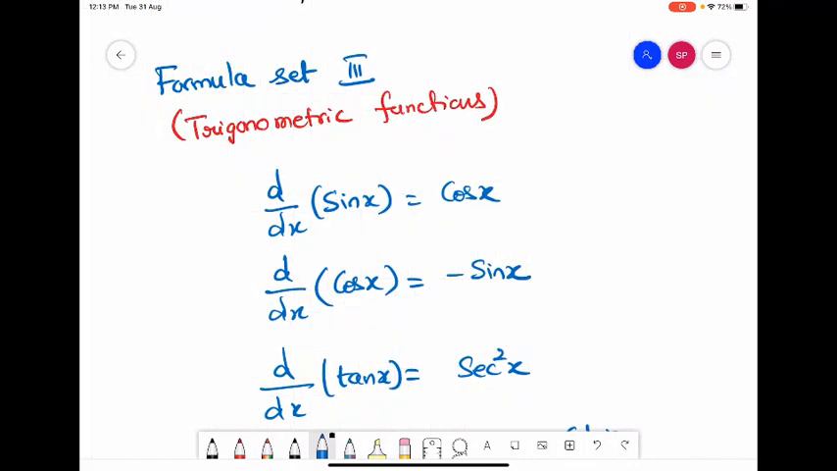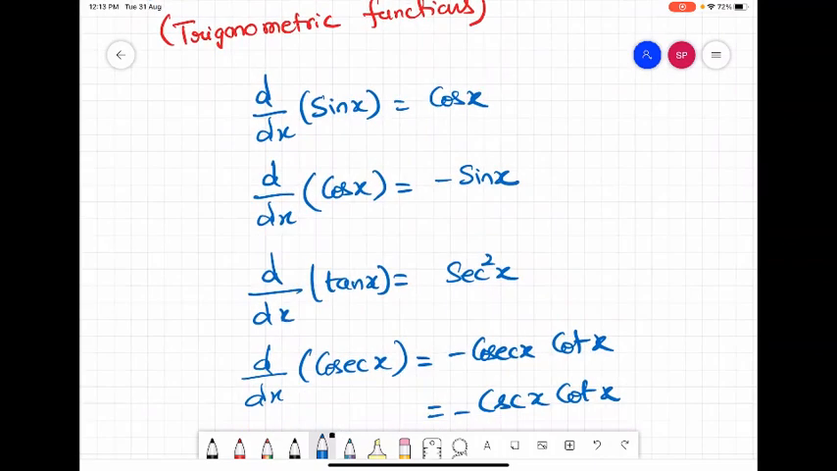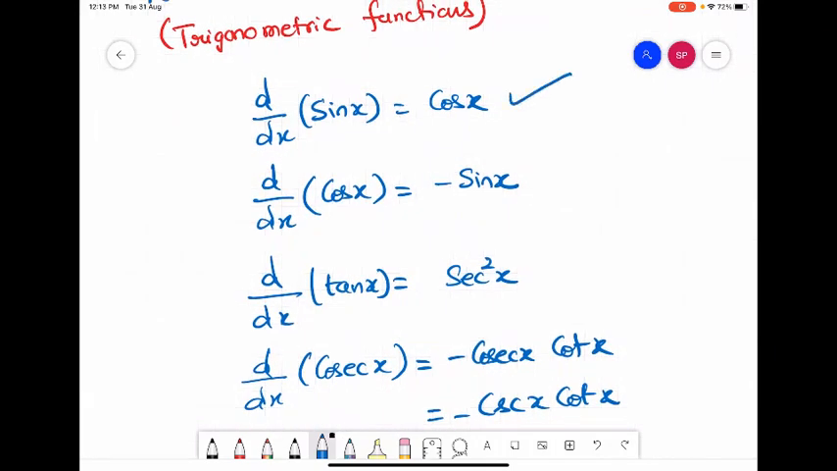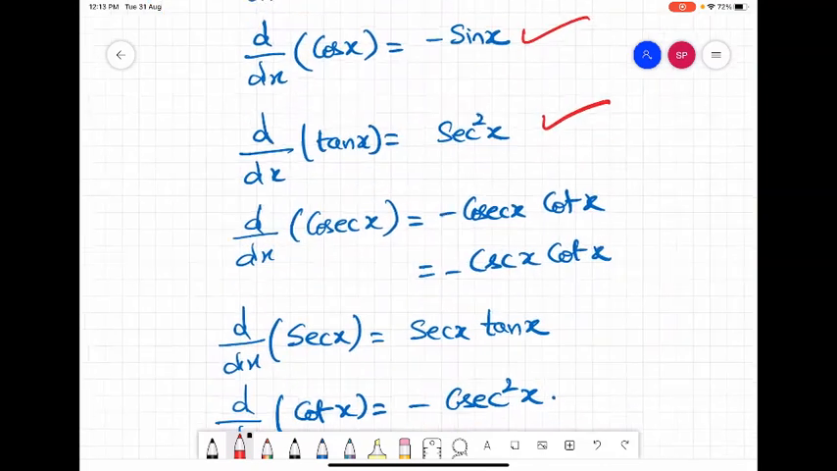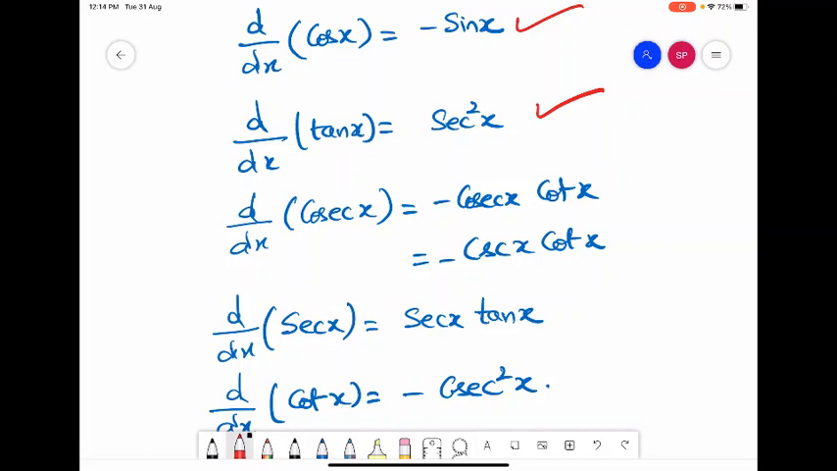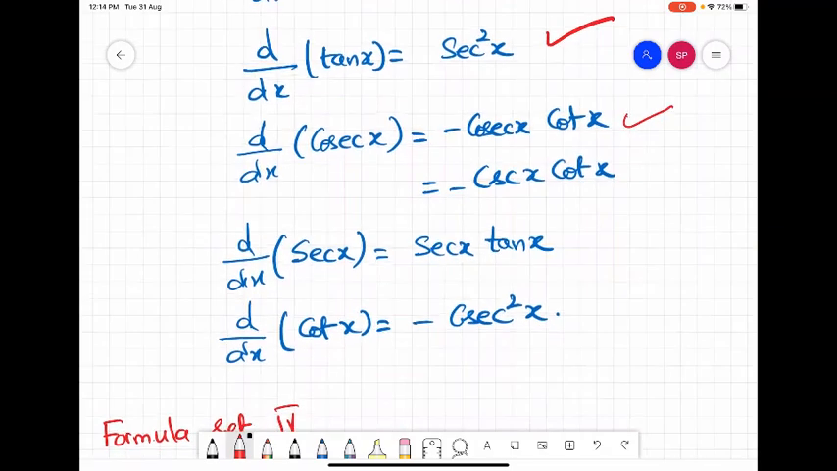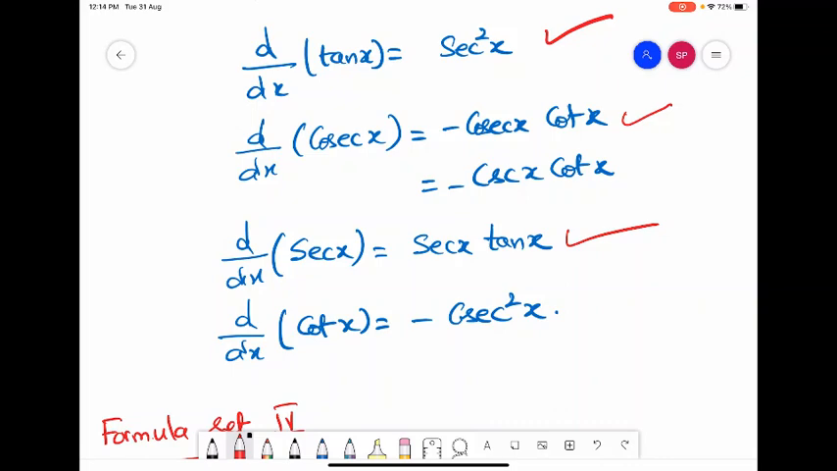Now let us go for the next formula set, that is for the trigonometric functions. These are the direct formulae. d by dx of sin x is equal to cos x, and d by dx of cos x is minus sin x, d by dx of tan x is equal to secant square x, and d by dx of cosecant x is equal to minus cosecant x cot x, and d by dx of secant x is equal to secant x tan x, and d by dx of cot x is equal to minus cosecant square x. So these are direct formulae. Whenever you get that term, you will apply the formulae. You have to remember them as formulae.